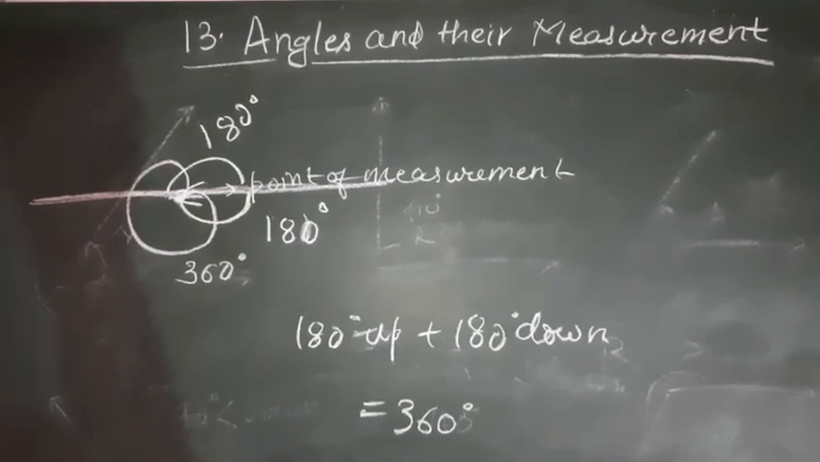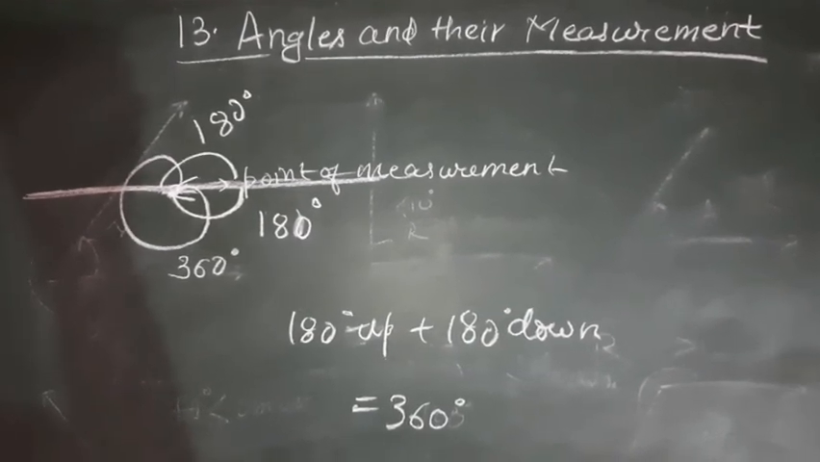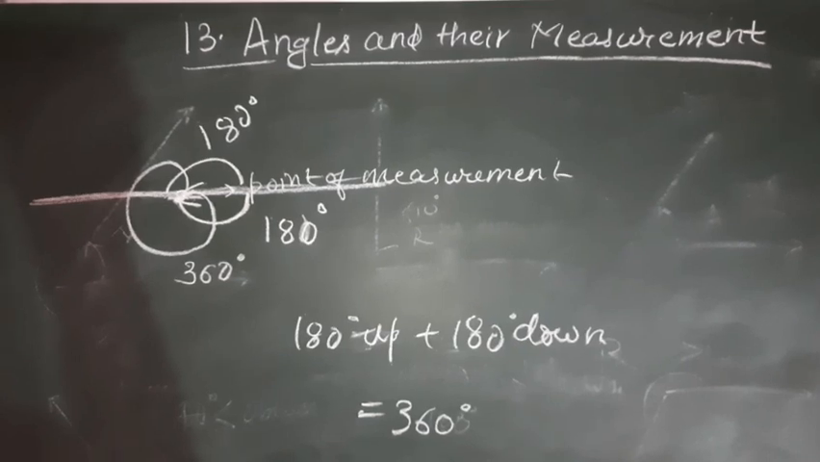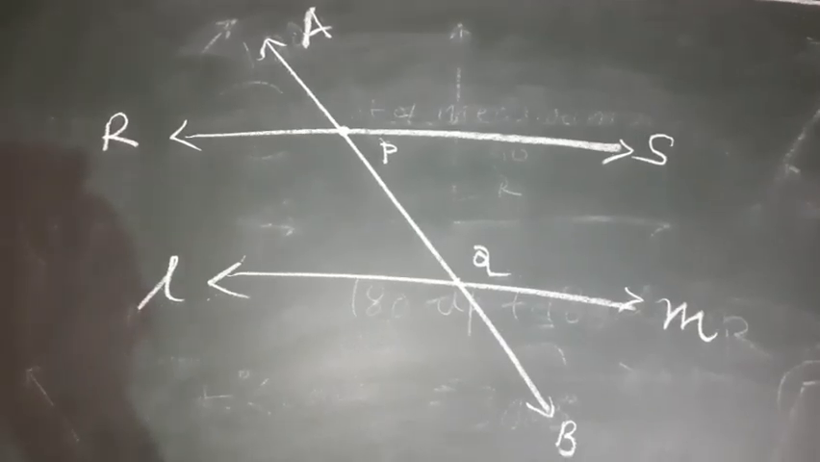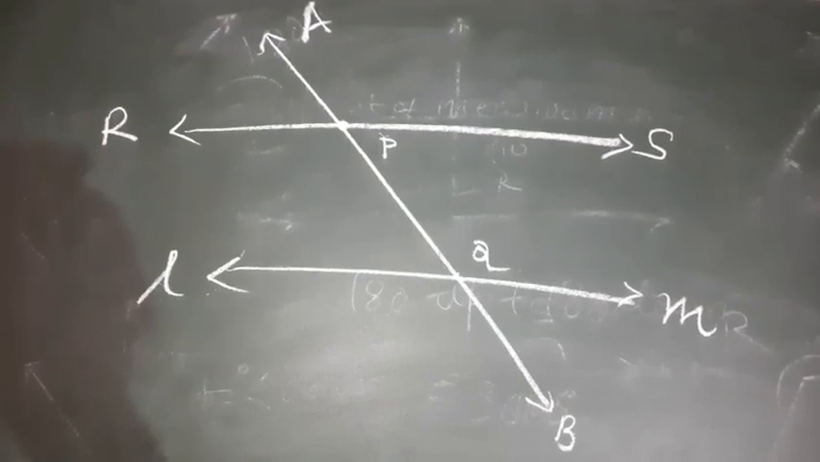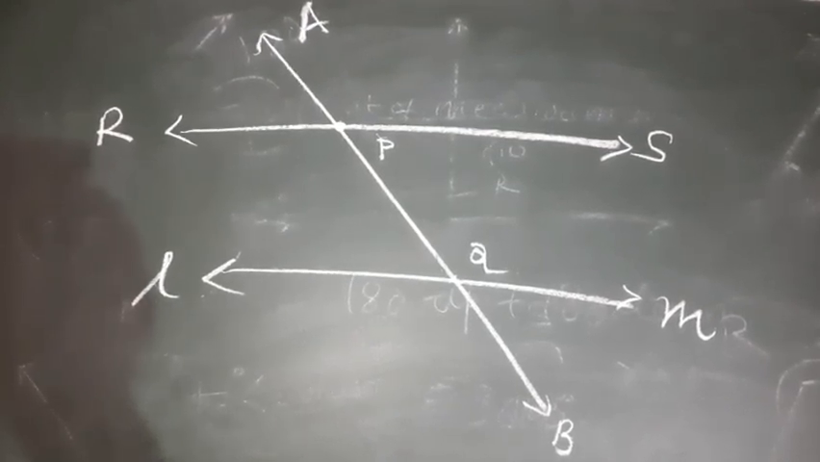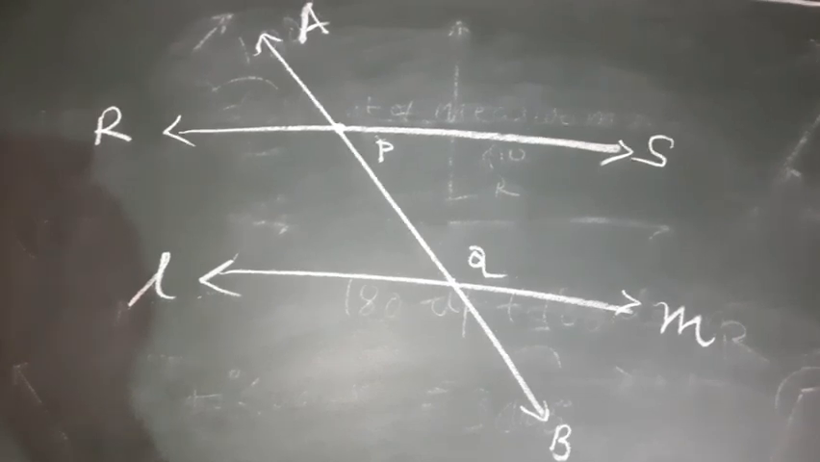Okay students, so 180 up and 180 down is equals to 360. So I hope you must have understood up to this. Now moving on to the next topic, students. Now students, can you see this figure? In this figure, there are some angles which we are going to name one by one. So let's begin.